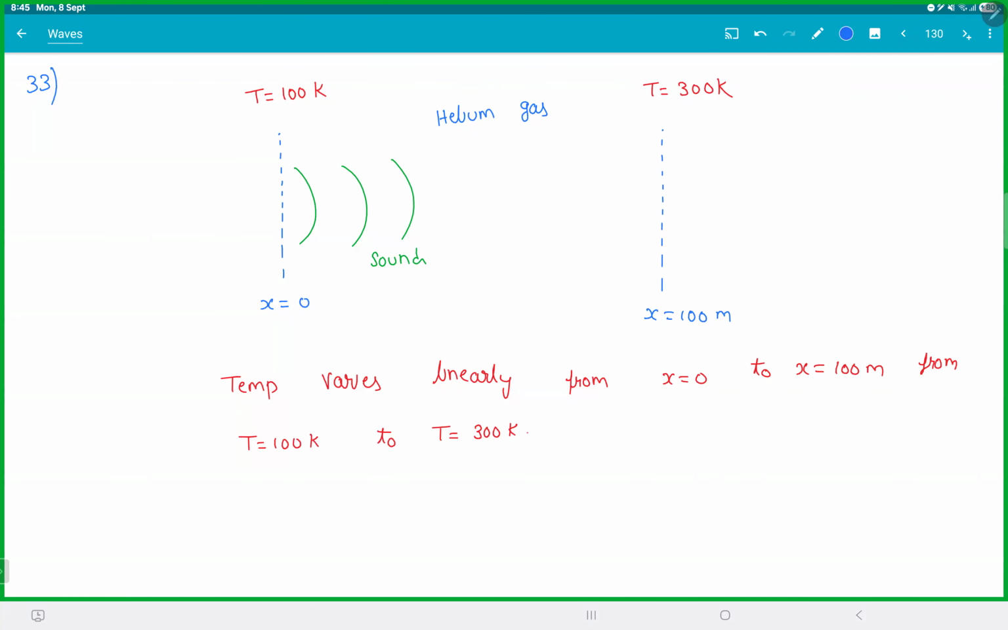So here the temperature is not constant, it is changing linearly from 0 to 100. It's going from 100 to 300. Find the time taken for the sound to travel from 0 to 100. Again, you can clearly see the speed is not constant. The more you travel, the more the temperature rises.